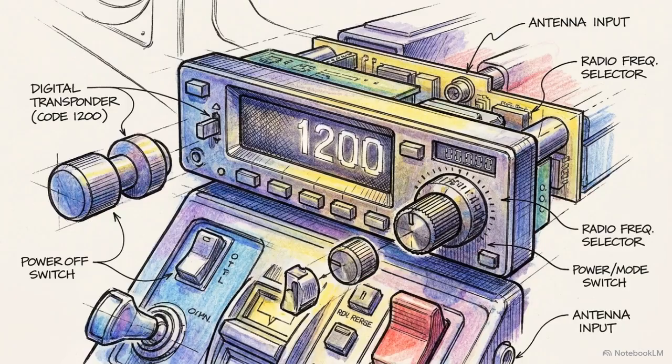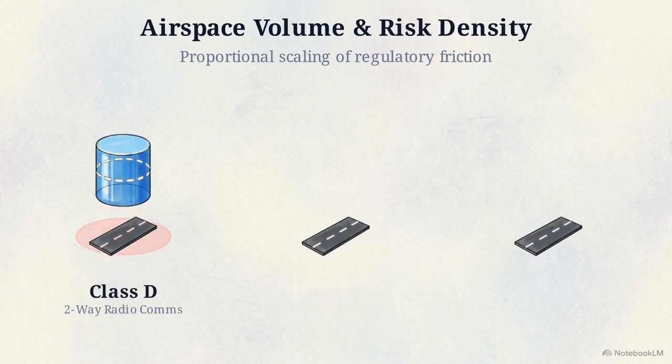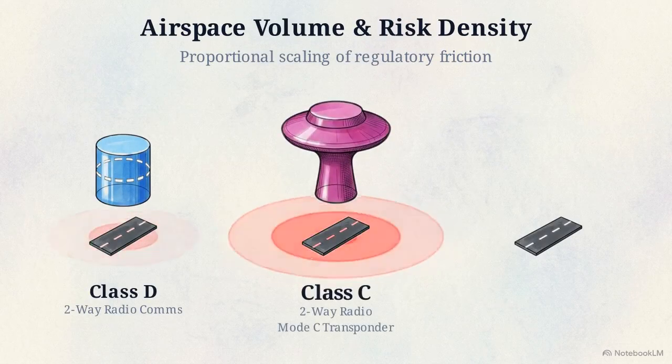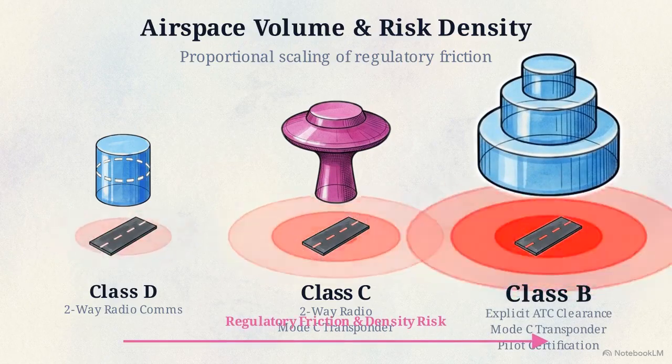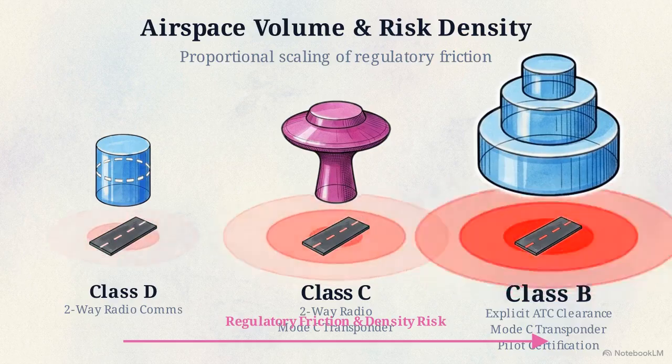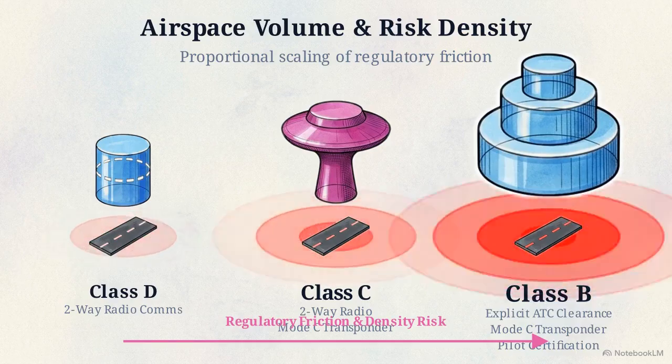And alongside the clearance, an active Mode C transponder and two-way radio remain strict legal mandates. The progression from Class D to Class B outlines the FAA's logic. As an aircraft nears a major city, the volume of controlled airspace expands outward, and the regulatory friction required to enter increases proportionally to mitigate the extreme density risk.